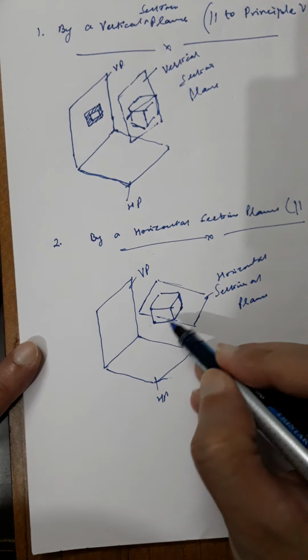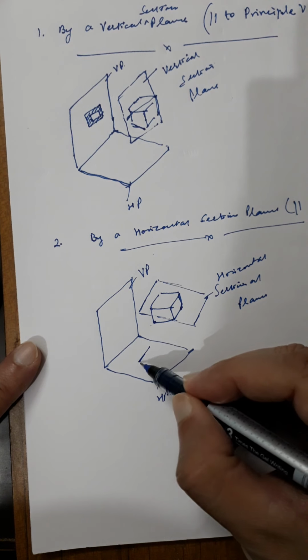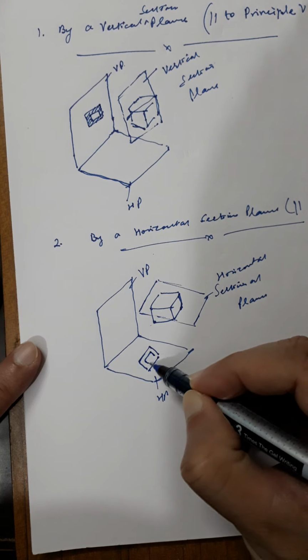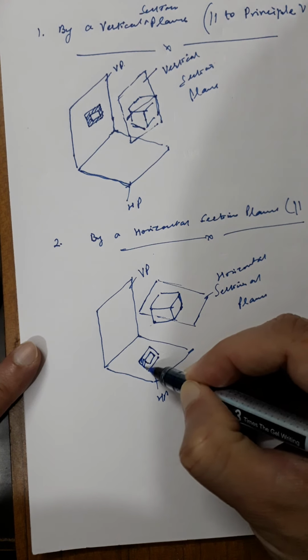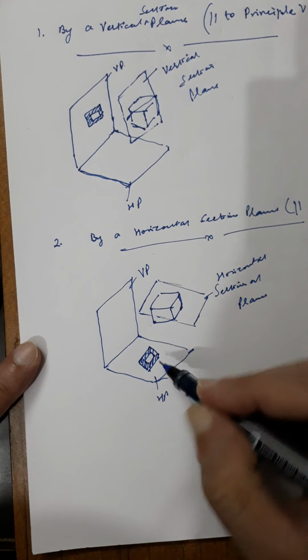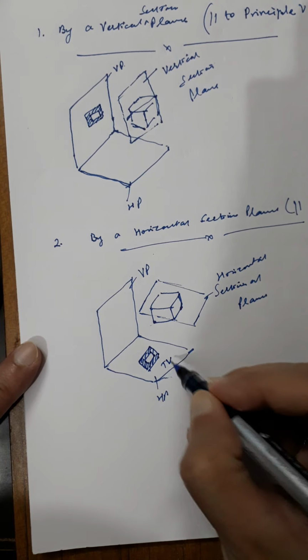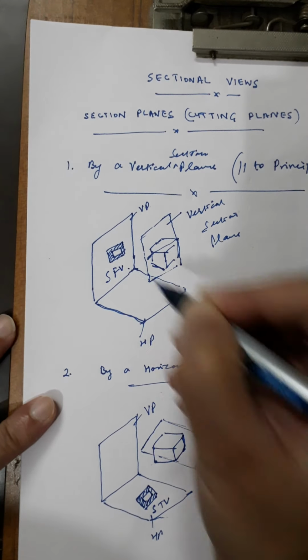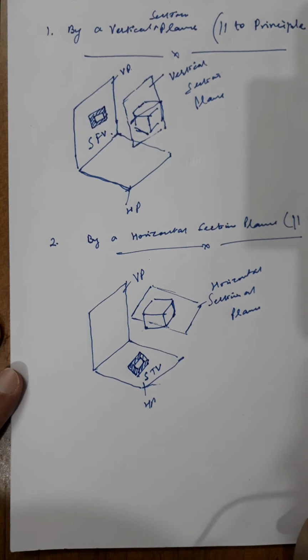So again that section view will be visible on this HP only. In the previous case, the sectional view was visible in the front view. Here the sectional view is visible in the top view. So this will be the sectional top view, and in the previous case it is the sectional front view. These two we will be discussing throughout.